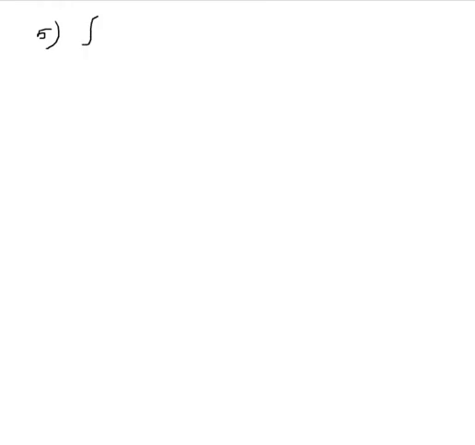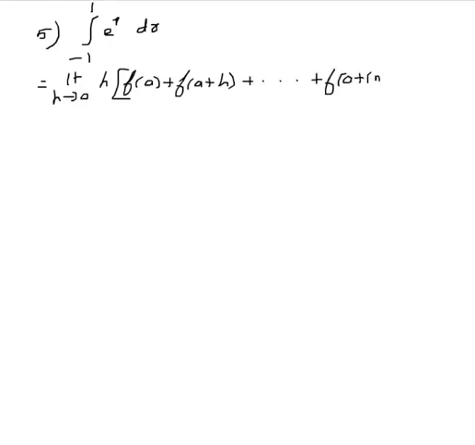Let's do question number 5. It has exponential function, integral minus 1 to 1 e power x dx. Let us write the formula. Limit h tending to 0 of h times f of a plus f of a plus h, etc. plus f of a plus n minus 1 times h, where nh is b minus a. This is the formula. Second step, substitute the values of a and b. A is the lower limit, which is minus 1. B is the upper limit, which is plus 1.